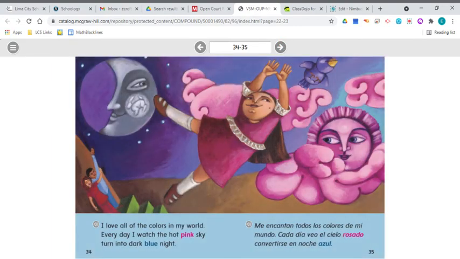I love all the colors in my world. Every day I watch the hot pink sky turn into dark blue night. Now, my question is, what time of day do you see a pink sky? Probably in the morning, sometimes at night. So when the sun is rising or when the sun is setting, and you see like a light blue sky during the day and a dark blue sky at night.